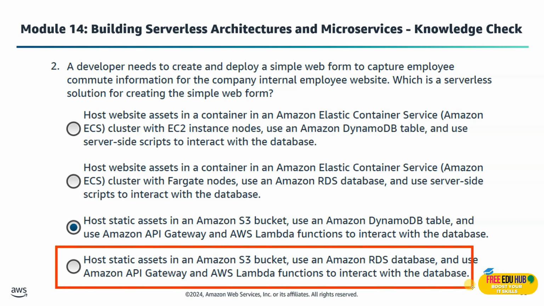And we didn't select the last option, which was like host static assets in Amazon S3 bucket, use Amazon RDS database, and use Amazon API Gateway and AWS Lambda function to interact with the database. Reason is that RDS requires continuous provisioning. It's not serverless like DynamoDB.